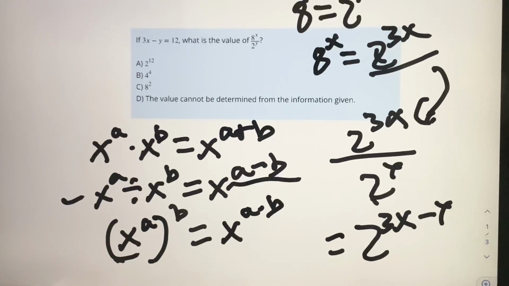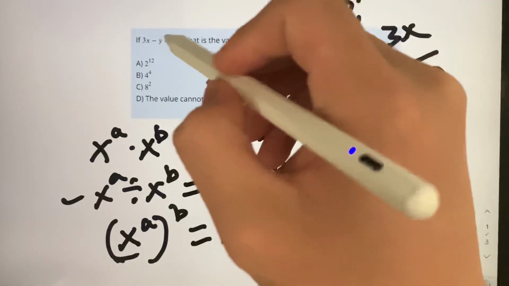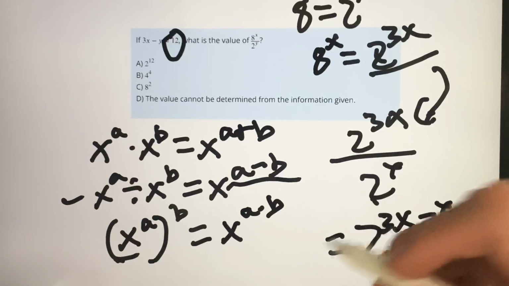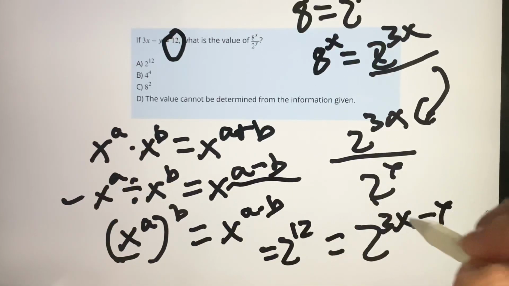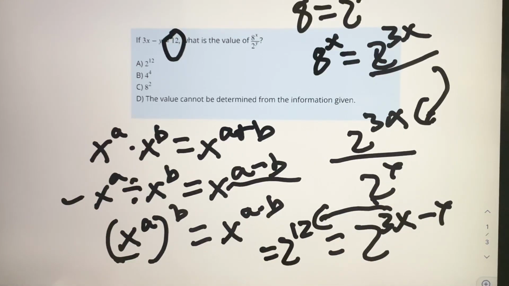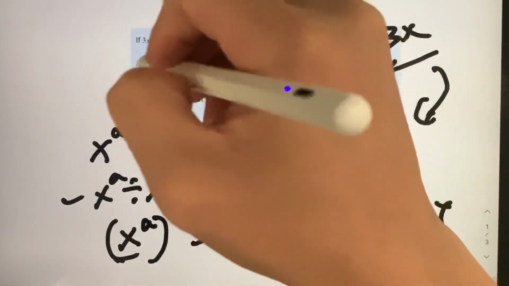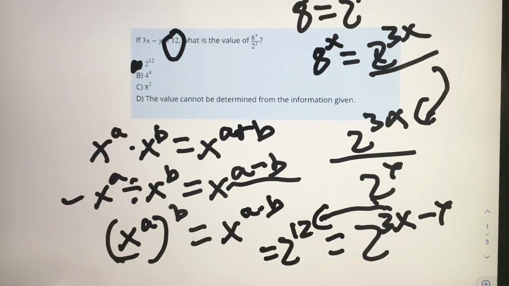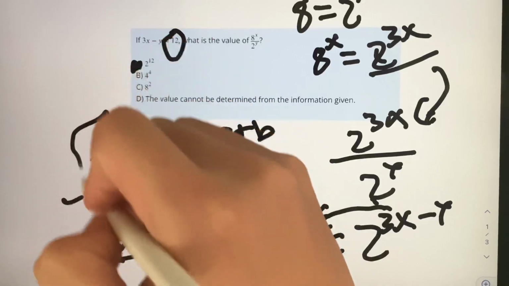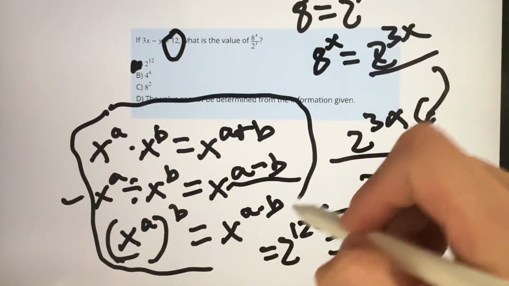Now, what's the value of 3x minus y? It's given by the question, right? It's equal to 12. So this is actually equal to 2 to the 12, because this 3x minus y is equal to 12. Meaning your answer has to be A, 2 to the 12th power. Now, this question is only possible if you know your exponent laws. And so if you remember all 3 of these, you should be pretty set.